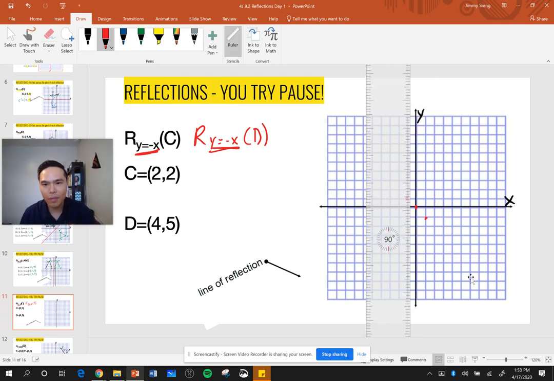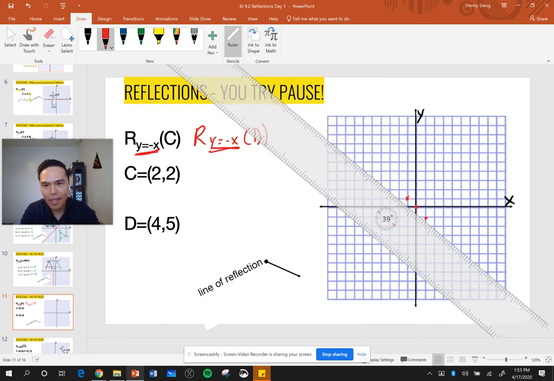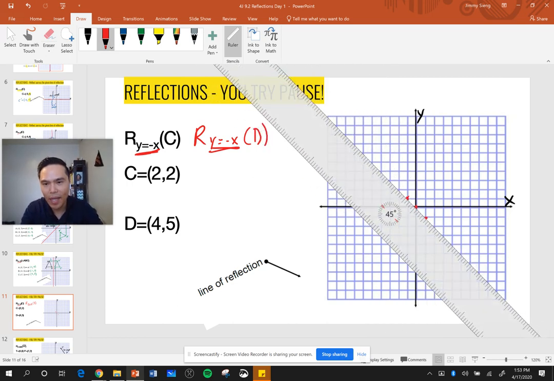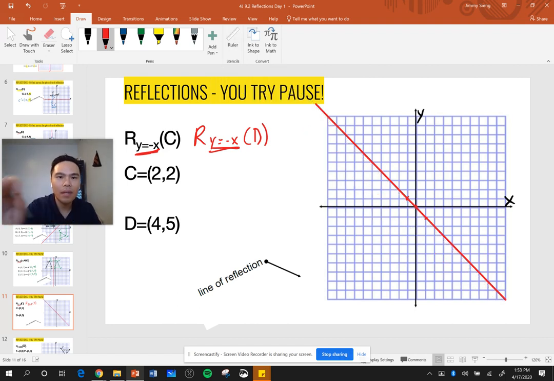So whatever point we have, the point has to reflect off this particular red line, okay? Now I'm going to get those points down. So C is (2, 2), right over there. And then D is (4, 5). 1, 2, 3, 4, 5. So that's C and that's D.